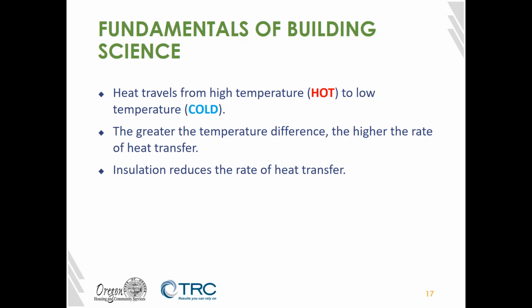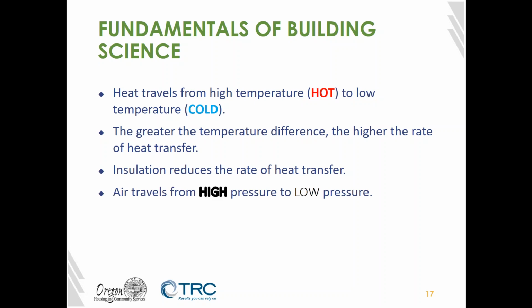Insulation reduces the rate of heat transfer. We all intuitively know this because we know that when we wear a jacket outside when it's cold, we lose heat less quickly, right? Heat from our body radiates out into the environment more slowly, the thicker the insulation. And the same goes for our buildings.